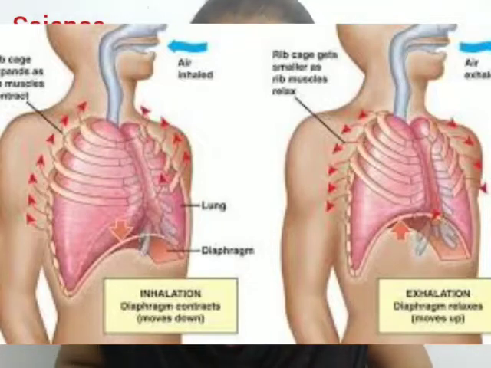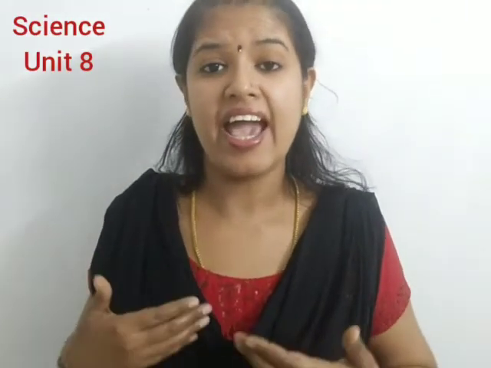The diaphragm is the only thing which separates the abdominal cavity and the lung part. The abdominal cavity contains the stomach, liver, large intestine and small intestine. So the diaphragm separates the abdominal cavity from the lungs. This is about the mechanism of breathing.